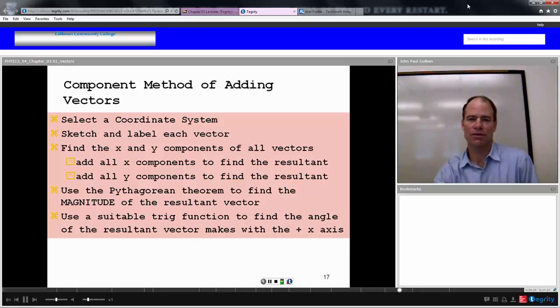Use the Pythagorean theorem to find the magnitude of this resultant vector, because those are by design perpendicular. So x squared plus y squared will equal the magnitude squared. Take the square root of that, and that'll give me the magnitude of the resultant vector. And use a suitable trig function to find the angle of the resultant vector that it makes with some reference. Normally the positive x-axis, but it could be from the negative x-axis or from the vertical. Anything you want to use as your reference, just so that you're correct. But we want to find a trig function to find that angle to determine our direction.